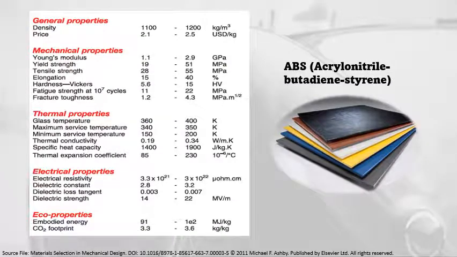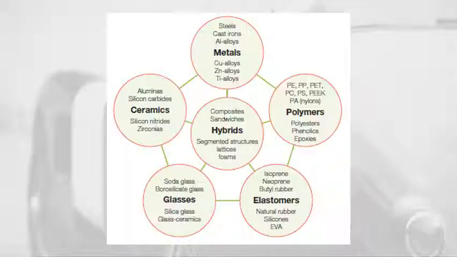You can see here in the presentation part of a record of the properties of the engineering material ABS. We have the general properties, mechanical properties, thermal properties, electrical properties, and eco properties.